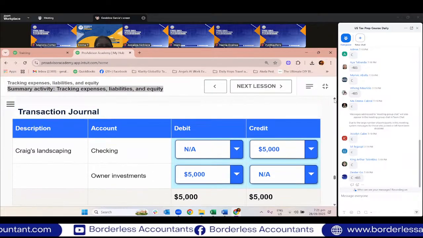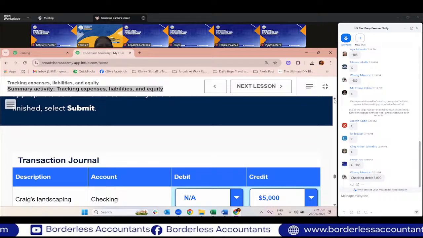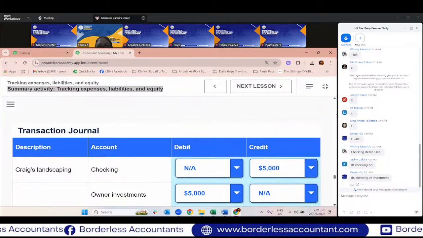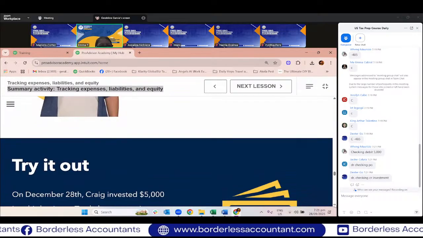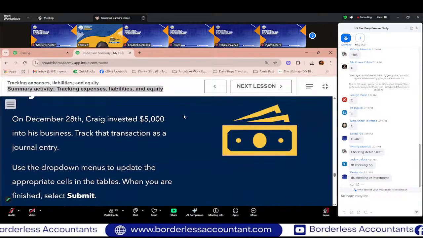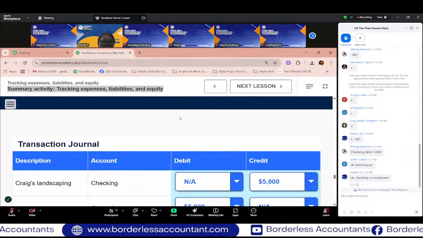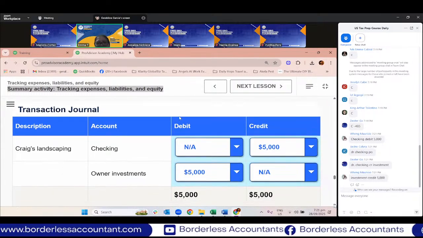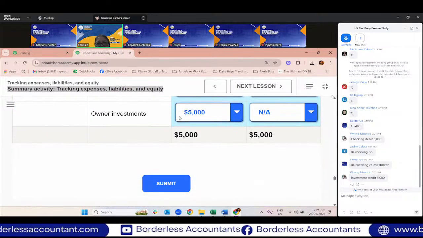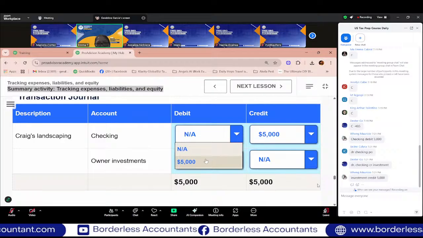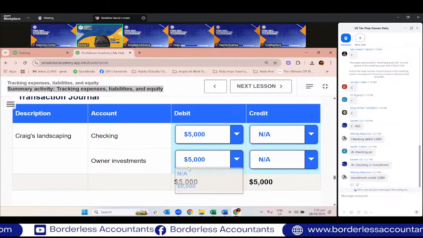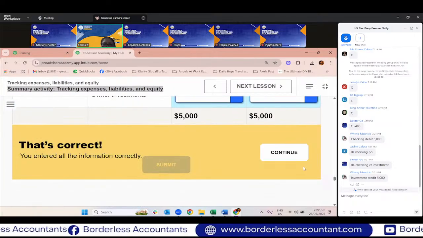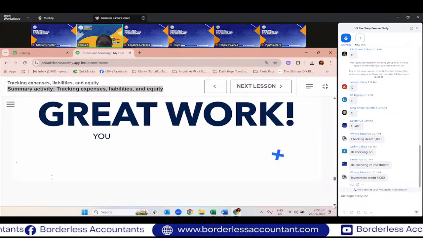Let's go back. Credit po ang other investment. Debit ang checking. Debit, itaas mo. Debit checking, 5,000. Okay. Credit owner's investment, 5,000. Investment 5,000 into business. Okay. Baliktad. Let's change it. Then owner's investment is credit. Okay, let's submit. Thank you. That's correct.